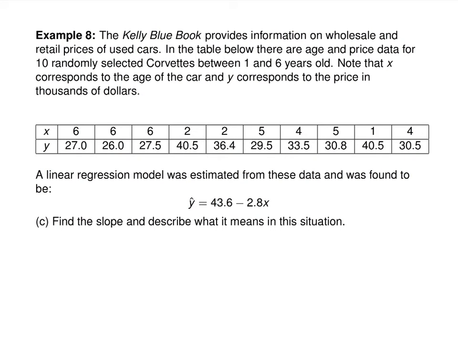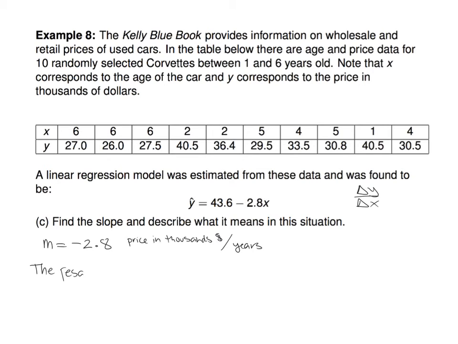Okay, find the slope and describe what it means in this situation. Well, the slope is equal to negative 2.8. And remember that its units are units of y over units of x. So y is the price in thousands of dollars, and x is the years or age. So what this tells us is that the resale price of a Corvette decreases, because it's negative, by $2,800 each year.